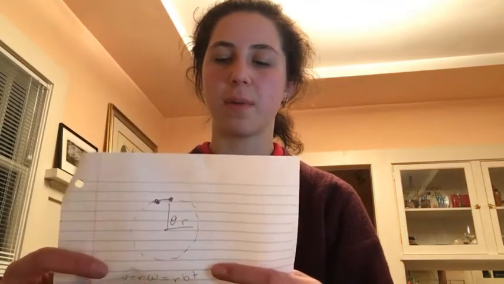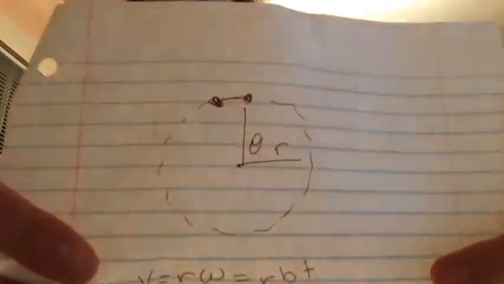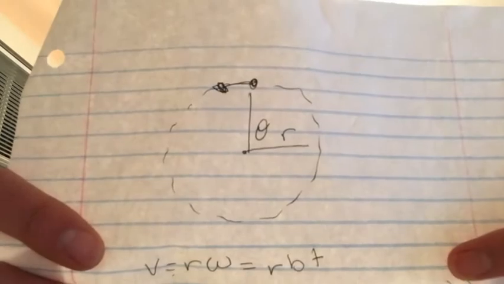Here's a diagram from a previous question showing the situation. We just have this particle rotating in a circle, pretty simple. So we want to find the magnitude of the angular momentum.